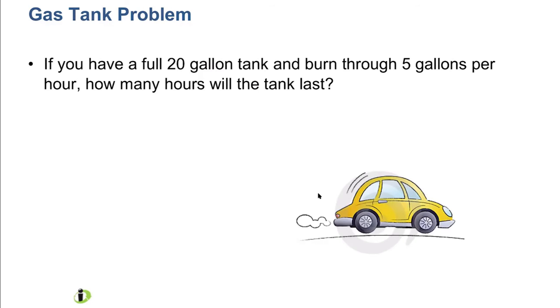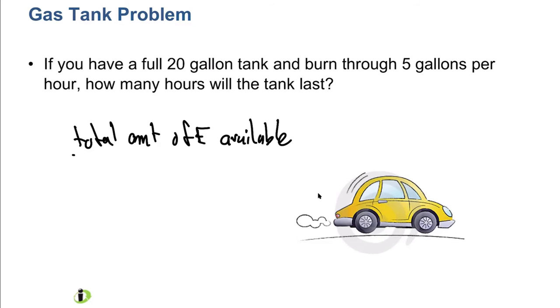Okay, so you probably said, hopefully, 4 hours, right? If you have 20 gallons and you burn through it at 5 gallons per hour, how long will it last? You divided those two numbers. The total amount of energy you had divided by how fast you were using it up. And that's exactly how we're going to calculate how long the sun will last. Total amount of energy available divided by how fast you're using it up.